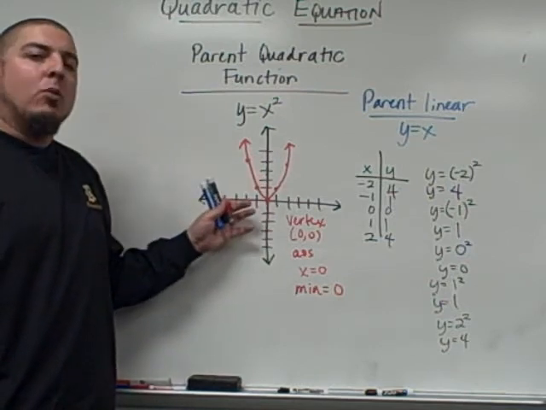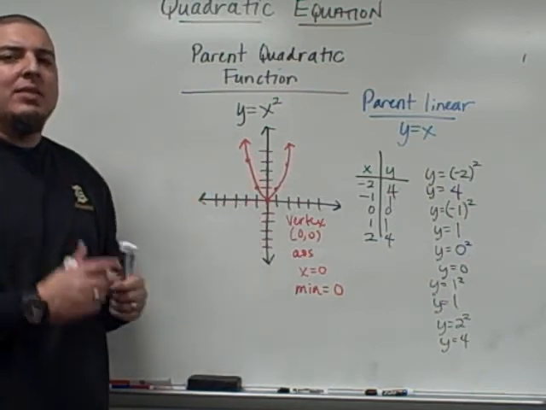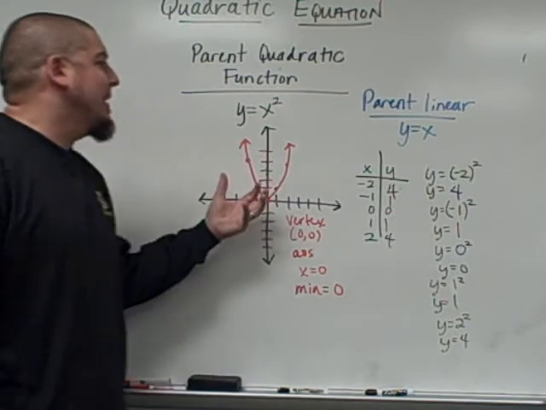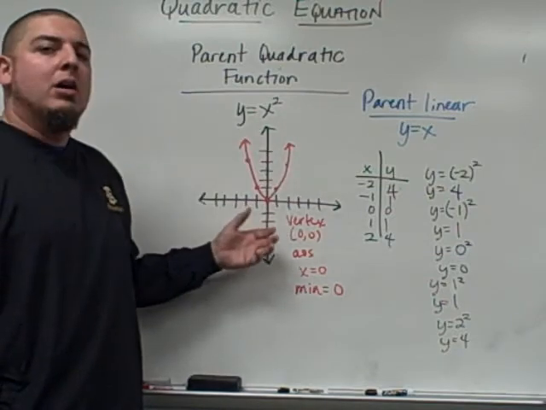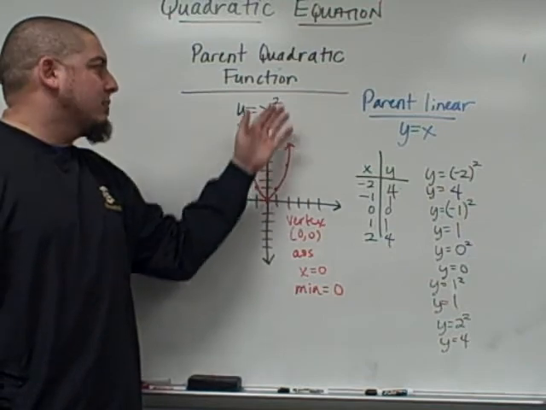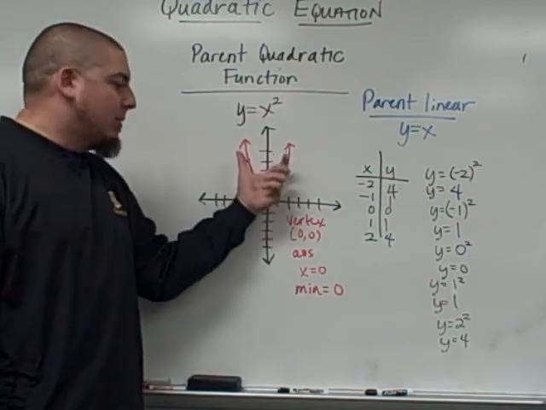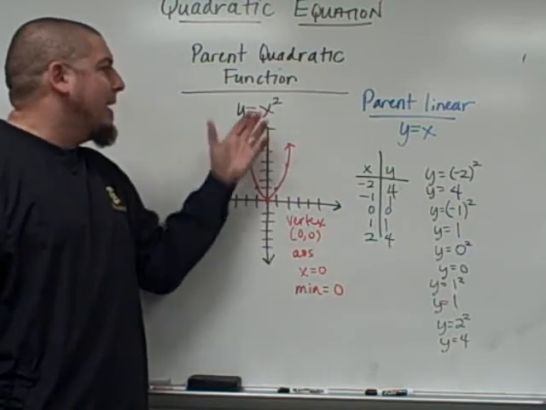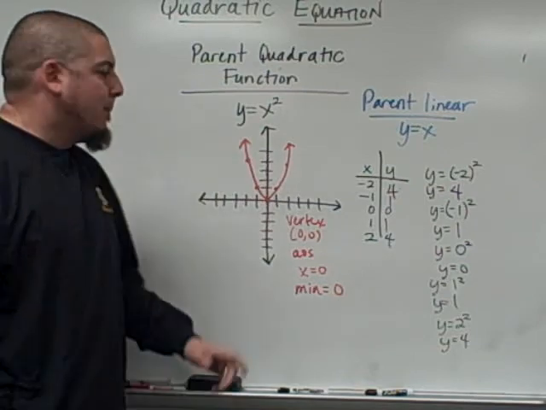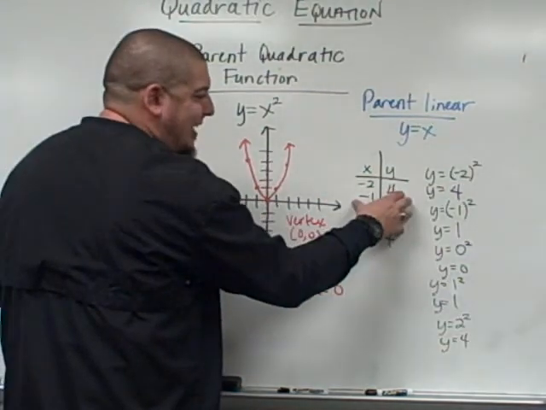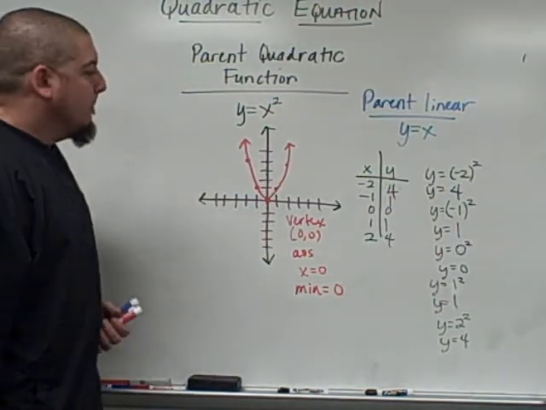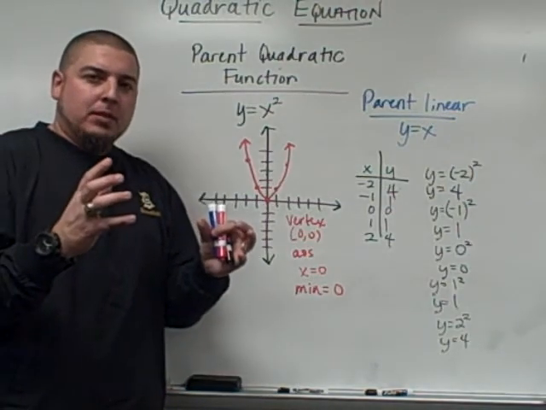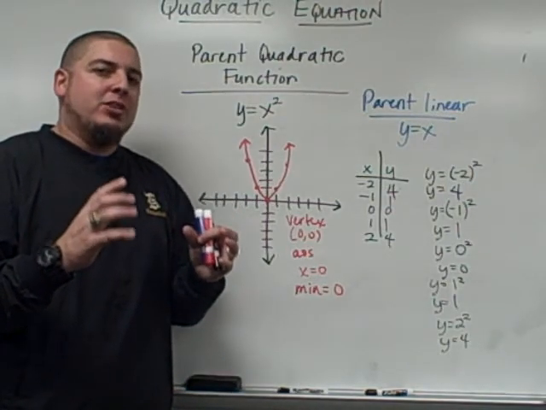The reason this is important is because a lot of what we do is relate it to the parent quadratic. If I add 2, I'm shifting it up 2. If I subtract 2, y equals x squared minus 2, I'm going to shift it down 2. But it's all based on that parent quadratic function. And the parent quadratic function is always at these points. Always.